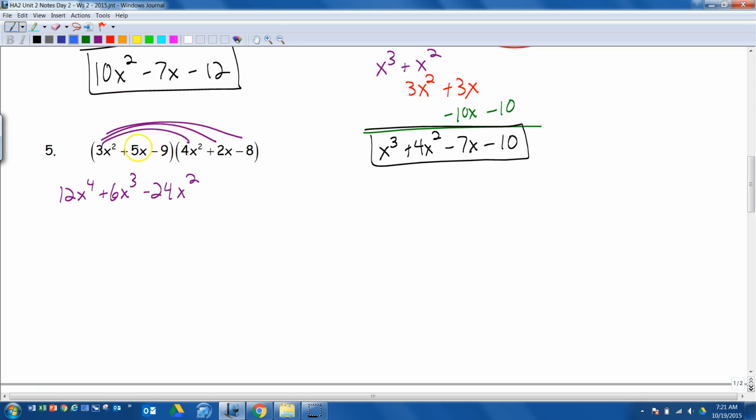Now we're going to take the middle one and multiply that to all 3 of them. And 5 times 4 is 20x cubed, so that'll go right here.